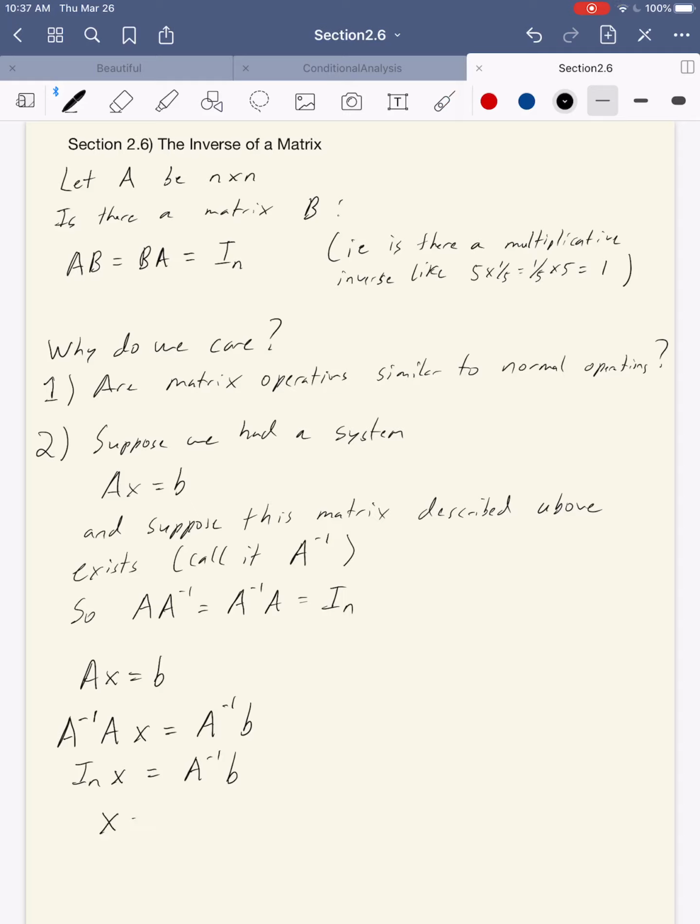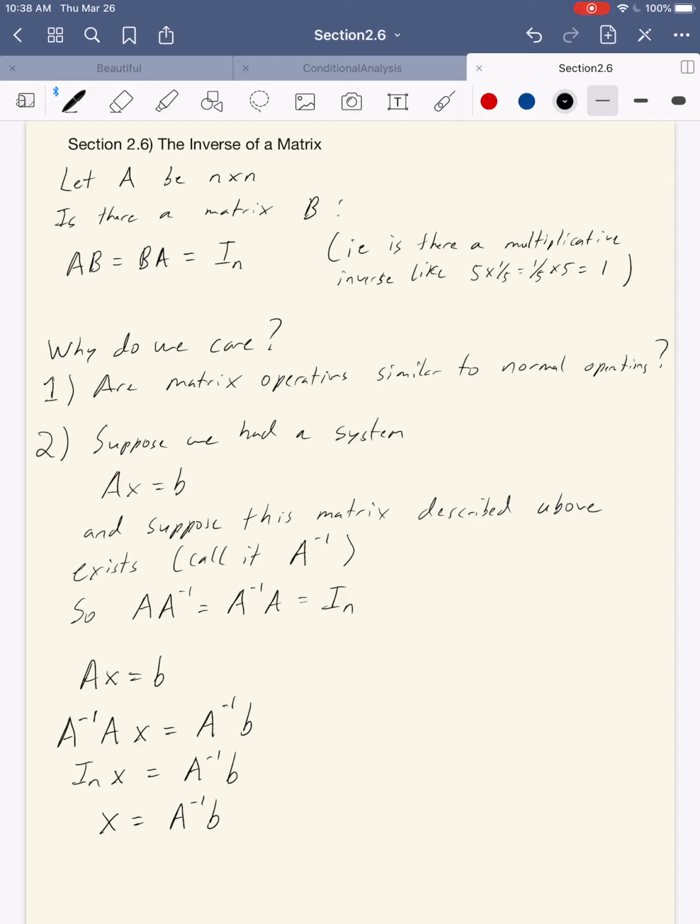So this would tell us that x is actually A inverse b, or A^-1 b. So that would tell us that if this thing exists, we don't know that it does, but if it does exist, we could use it to solve these types of systems. So not only is this a natural question from the perspective of how far can we go with matrix algebra, it also relates back to solving systems of equations. All right, so that hopefully justifies why we care about the inverse here.